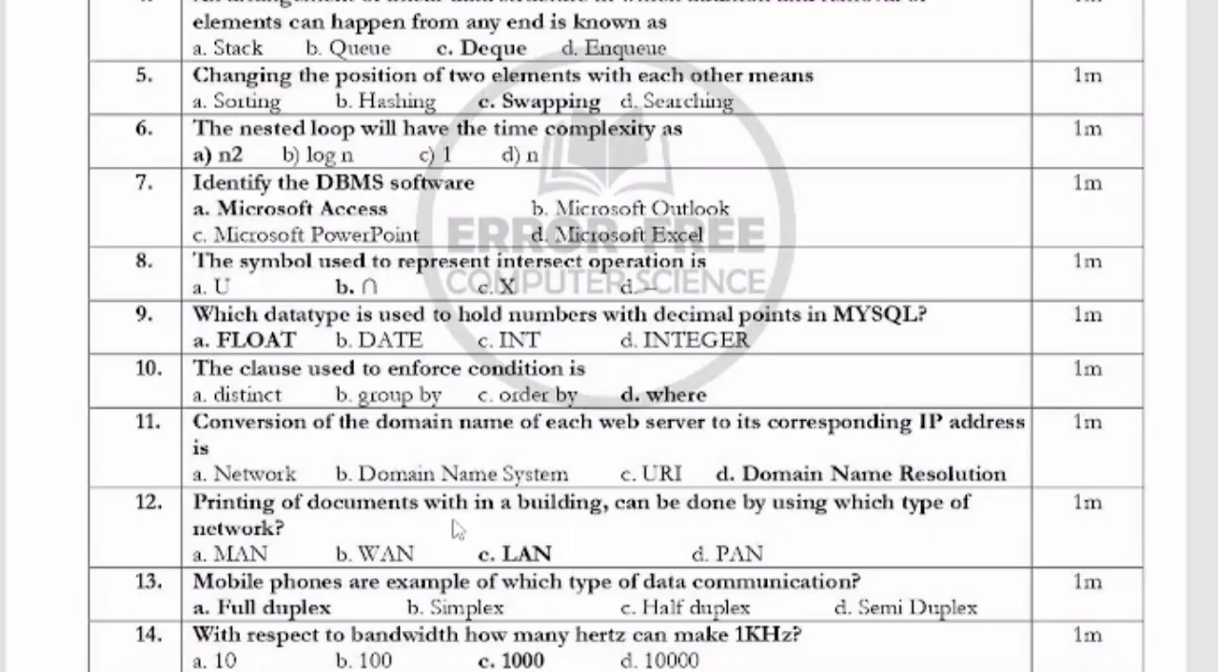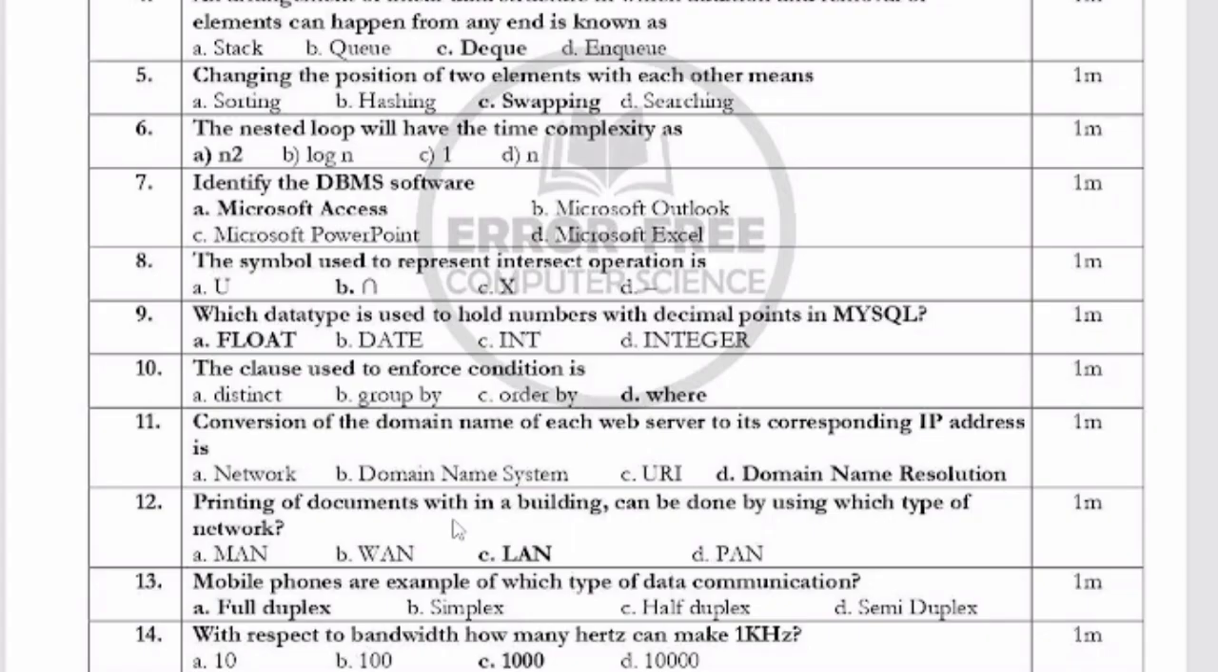The 10th one, students, the clause used to enforce condition. Okay, that is again related to MySQL. If you want to filter the data, we will use the conditions, and we are going to use option D, that is WHERE. Like where student name is equal to Rahul. So all Rahuls in the class, the data is filtered, correct? So depending on the condition, we are going to filter the data in MySQL, that is D is the correct answer. Using WHERE we can put the condition.